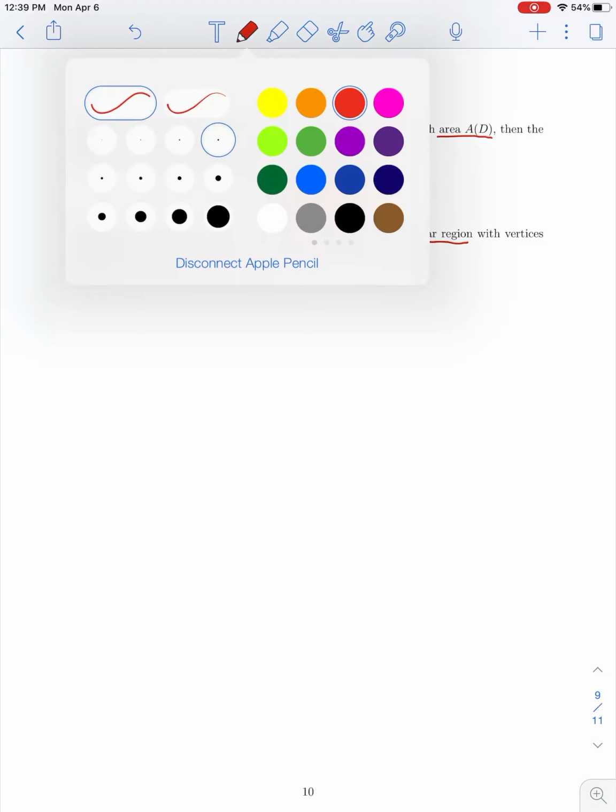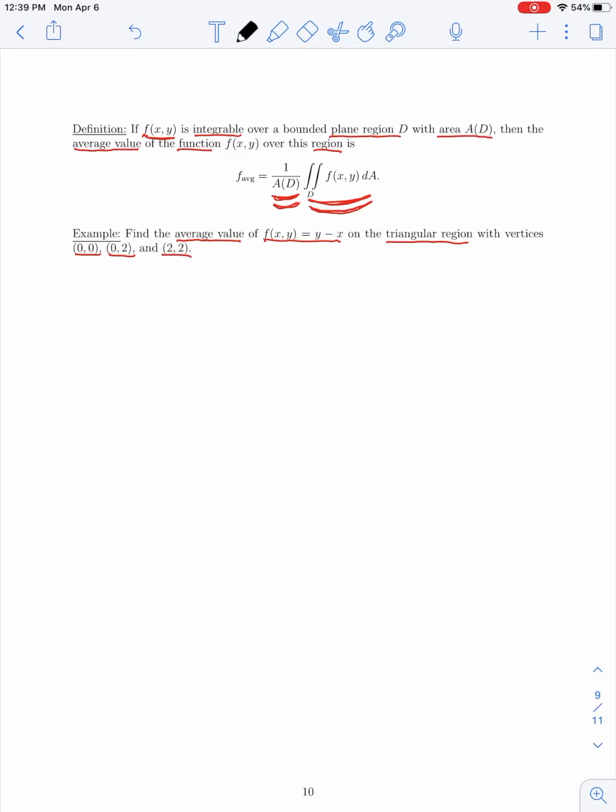So let's start by sketching this region. Here we're talking about a triangular region whose vertices are at the origin, (0, 0), at the point (0, 2), so 2 units above the origin, and at the point (2, 2). So we're looking at the shaded region shown here. Let's call this region D.